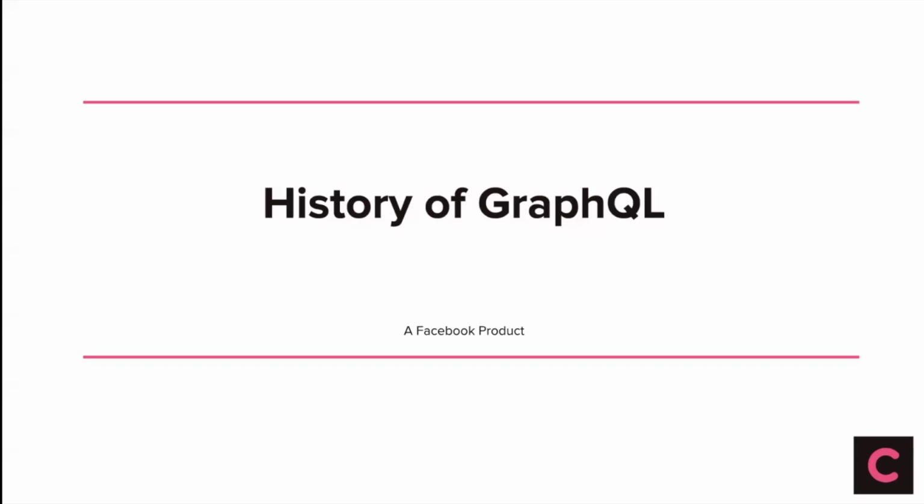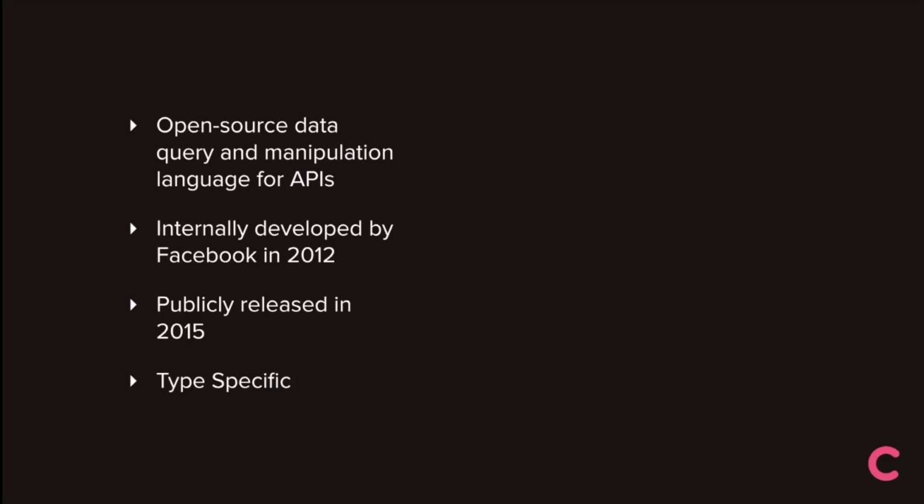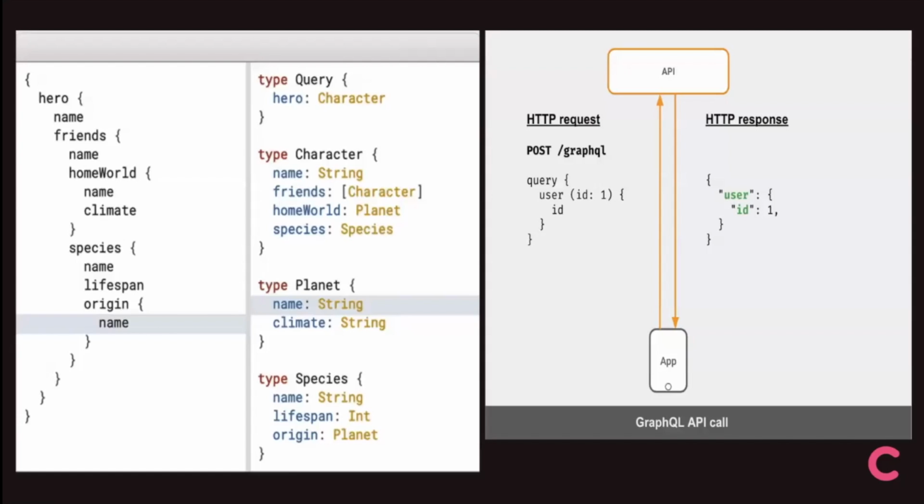So let's talk about the history of GraphQL. It was originally developed by Facebook in 2012. I'll talk a little bit more about that in a bit. It's open source data query and manipulation. It was finally publicly released in 2015. One of the benefits of it is it's type specific. So if the types aren't correct with the request, the call won't be made, which saves some data.